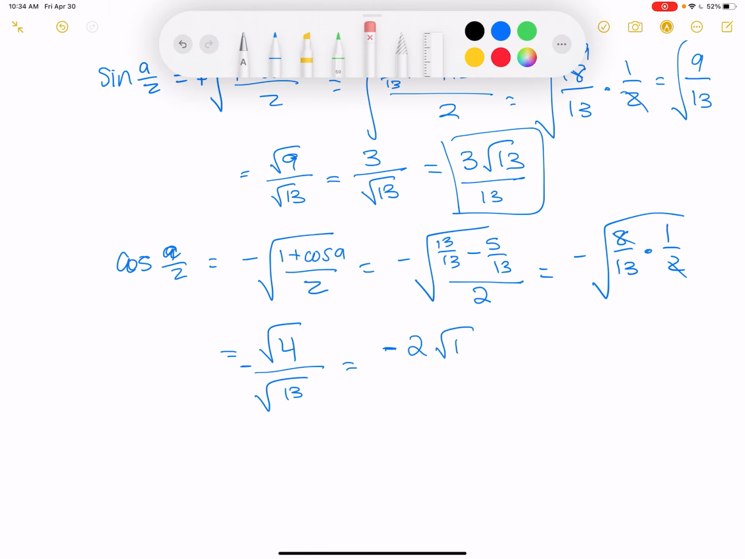Wait, where did you get the negative 2 from? What, you didn't love that 3? Well, the negative's been there the whole time, but the 2 came from the square root of 4. Oh.